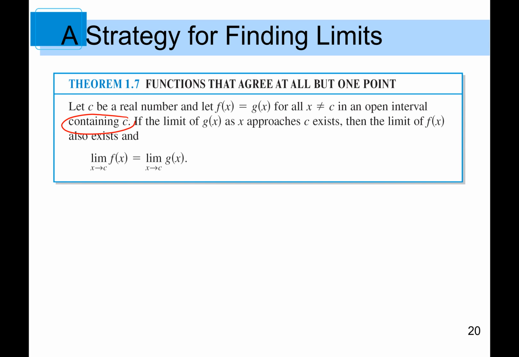If the limit of g of x as x approaches c exists, then the limit of f of x also exists. So these two functions are equal except at x equals c, right? So then the limit of f of x when x approaches c equals the limit of g of x when x approaches c.